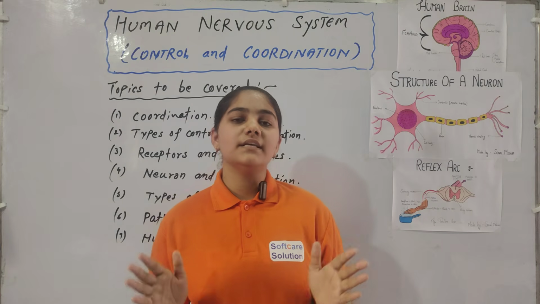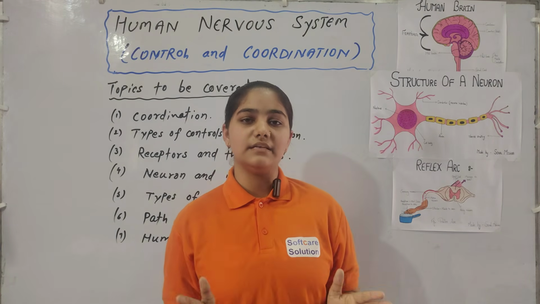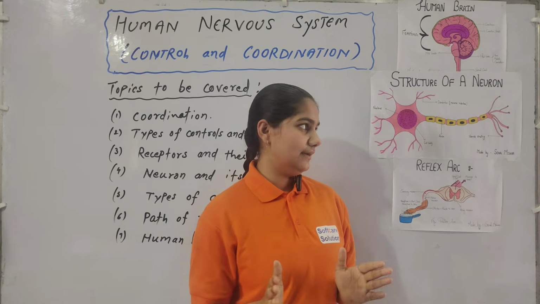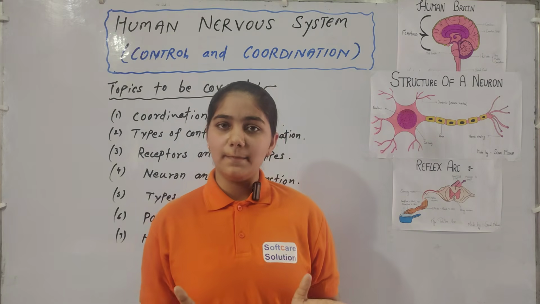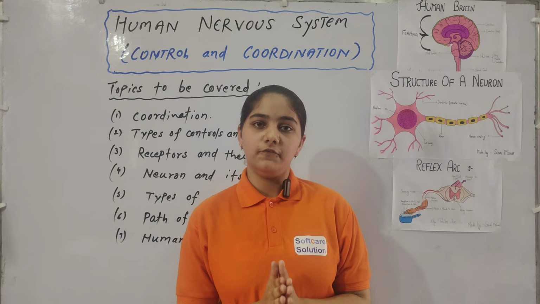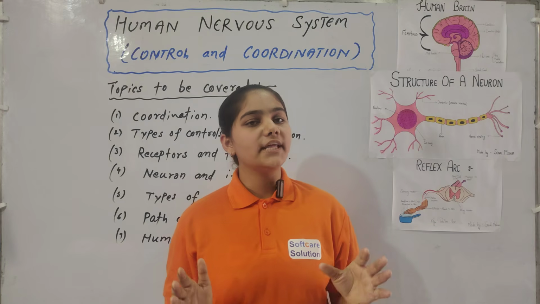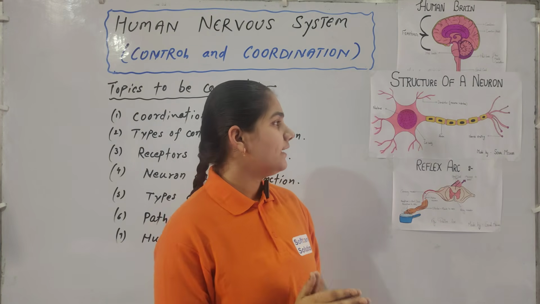Then our next topic is human brain. So human brain is present inside the bony skull, which is also called cranium. It is covered by three membranes called meninges with a fluid called cerebrospinal fluid, which acts as the shock absorber and protects our brain from any damage.